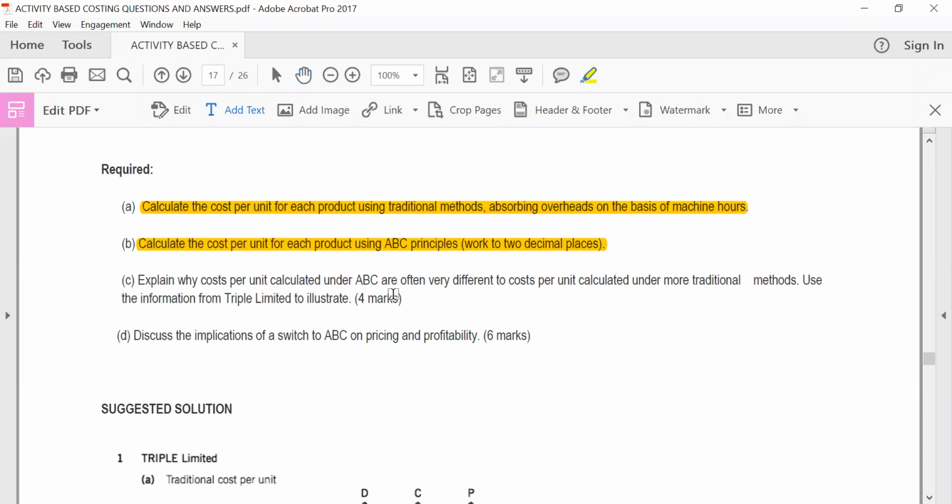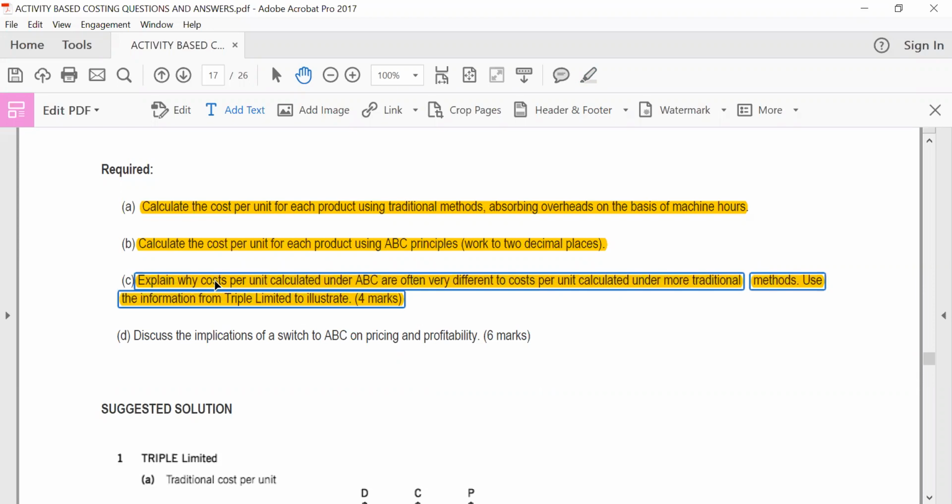C, explain why cost per unit calculated under ABC are often very different to cost per unit calculated under more traditional methods. What do you call more traditional methods? We are talking about absorption costing. And all the time, it is good to be different, because they all have different assumptions. One believes in cost per cost driver, one believes in what? Total production overhead and total base of absorption.